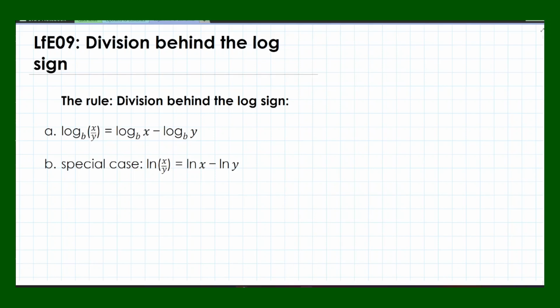And when it comes to the special case of the natural log, which is very often used in economics, the rule simplifies down to ln(x/y) is equal to ln x minus ln y.